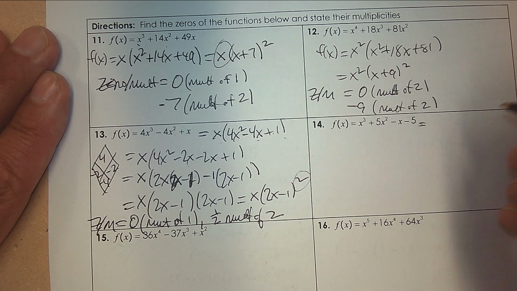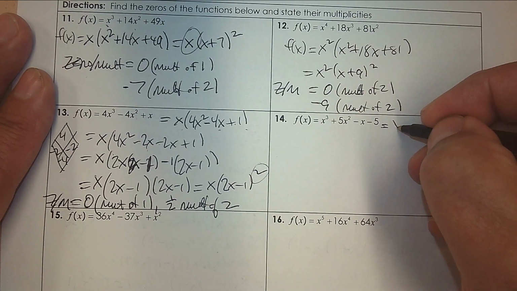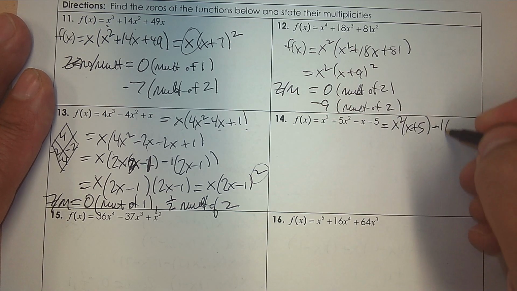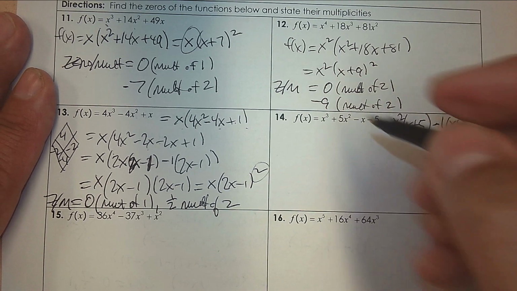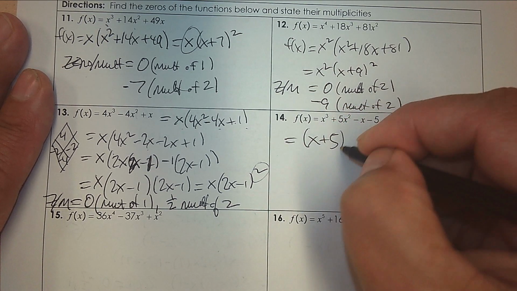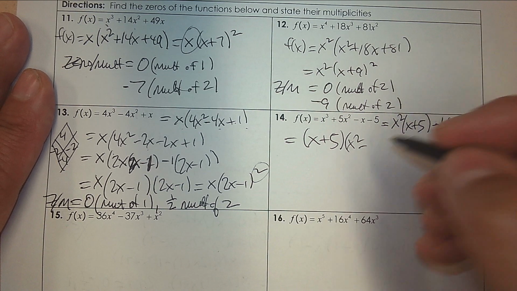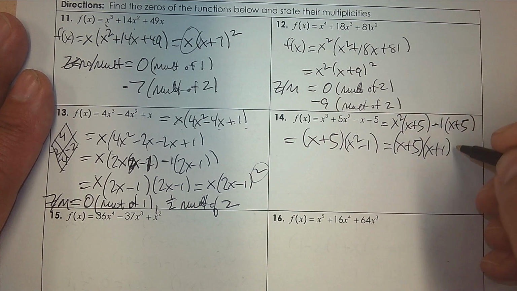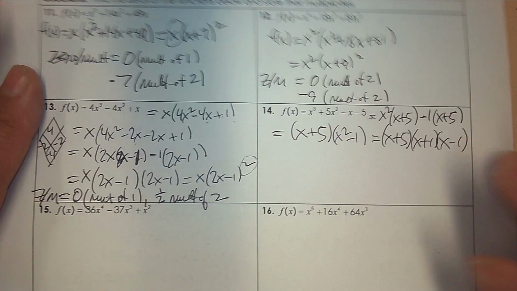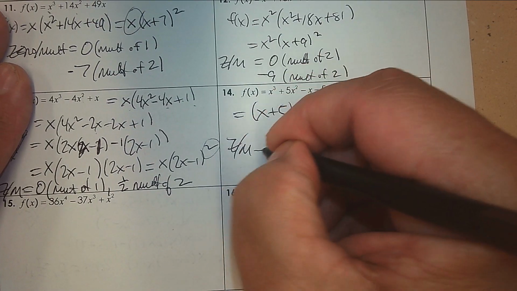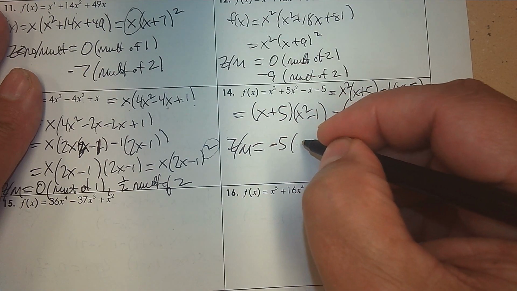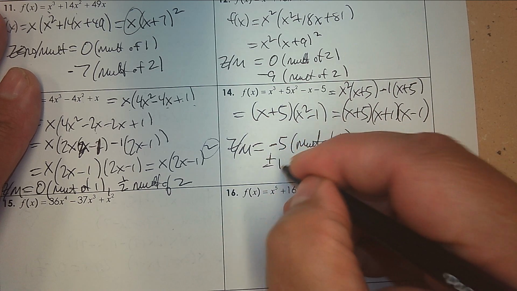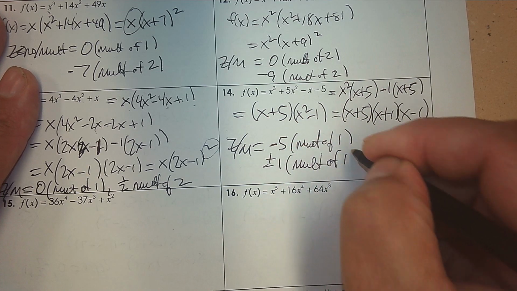Factor this by grouping. So they have an x squared in common. Here a negative 1 in common. Notice that we have a common factor of x plus 5 and then x squared minus 1. X squared subtract 1 is called the difference of squares, so it's written as x plus 1, x minus 1. If I wrote down the zeros and multiplicity, negative 5 has a multiplicity of 1, and positive and negative 1 also have a multiplicity of 1.